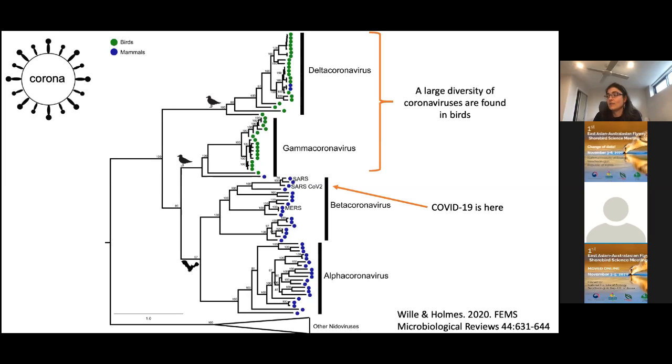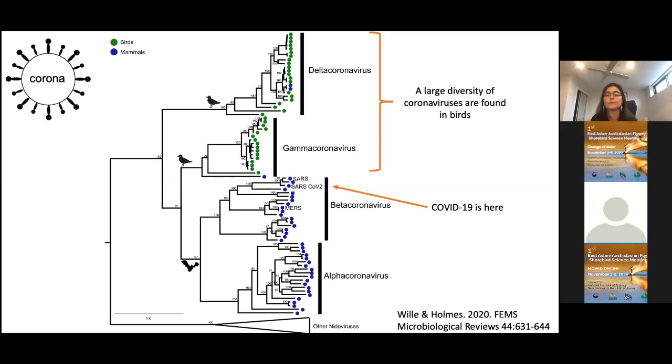Most of these viruses don't cause disease. In fact, an interesting coronavirus tidbit is that the first ever described coronavirus, called infectious bronchitis virus, described in the 1920s, was from a bird, from a chicken virus. And it's really only been since 2008 that we've turned our attention to wild birds to look at what coronaviruses might be there.